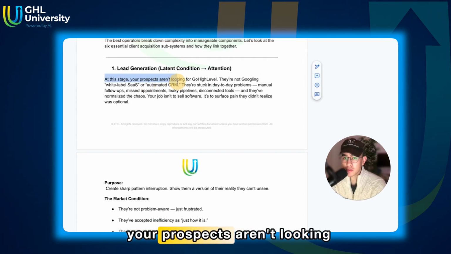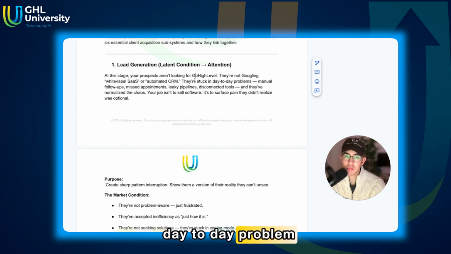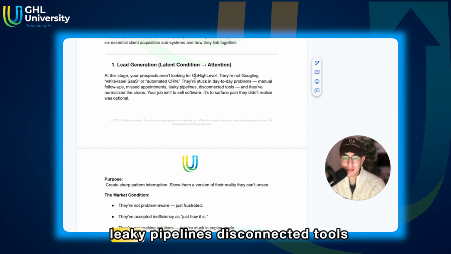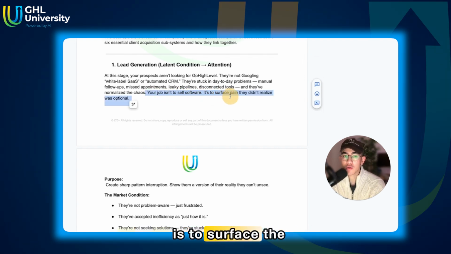At this stage, your prospects aren't looking for GoHighLevel. They don't give a shit about it. They're not Googling white label SaaS or automated CRM. They're stuck in a day-to-day problem: manual follow-ups, missed appointments, leaky pipelines, disconnected tools. They don't have AI, and they've normalized the chaos. Your job isn't to sell software, it's to surface the pain they didn't realize was solvable.